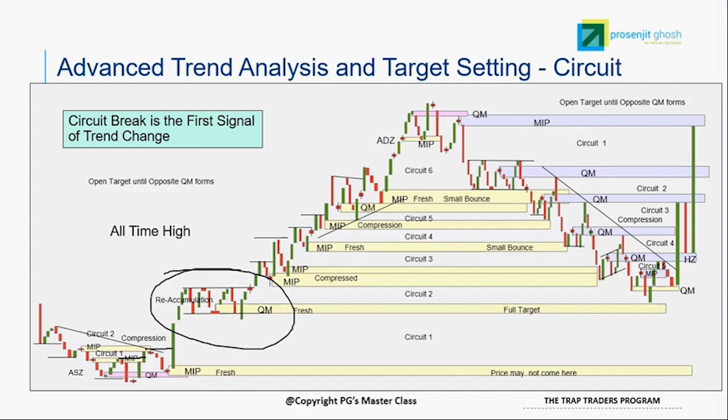Price moves up, hits the QM, comes down, the hidden zone gives its reaction, moves to the topmost MIP. The topmost MIP was fresh and it gave a small reaction to the hidden zone of the QM, and the hidden zone of the QM takes the price up to the all-time high again. So this is how the entire chart moves. This is so very true. You go to any chart, the sequence may be different, but if you find all the QMs and MIPs and do this analysis, you will find this to be true each and every time.